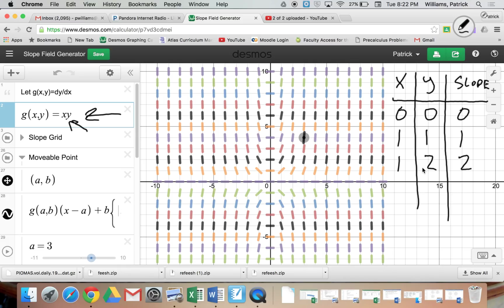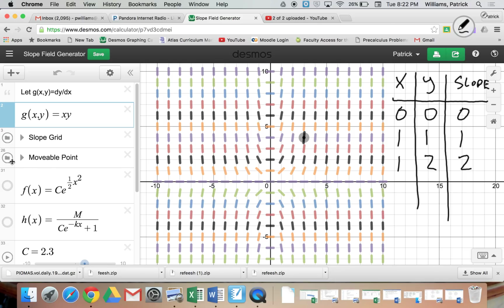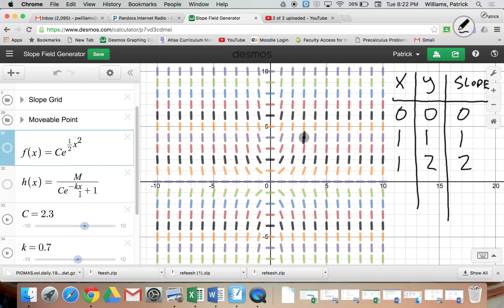Now, you guys know the method of separation of variables by now. If you want to, pause the video and apply it to this function right here. And if you do that, you'll eventually get a solution of this right here. Don't worry about the h of x down here. We'll get to that later.